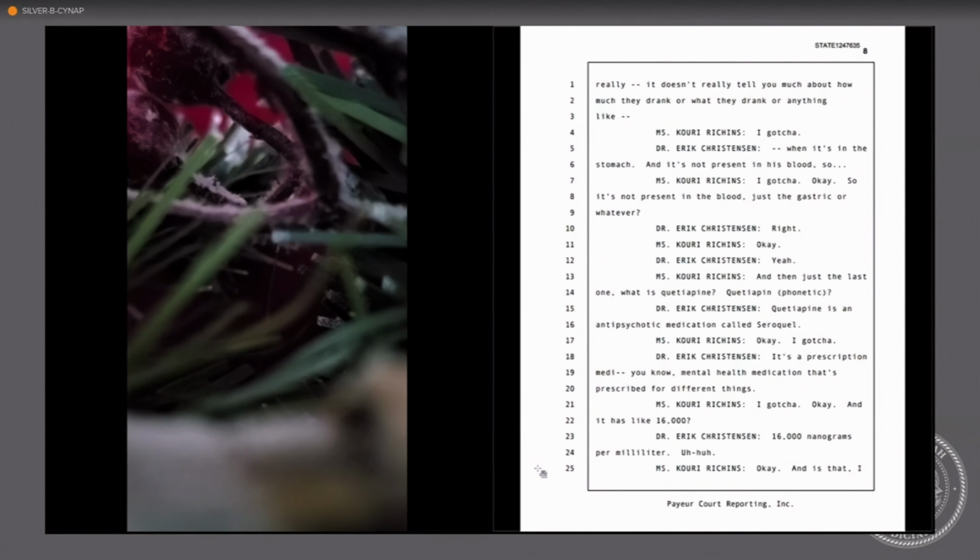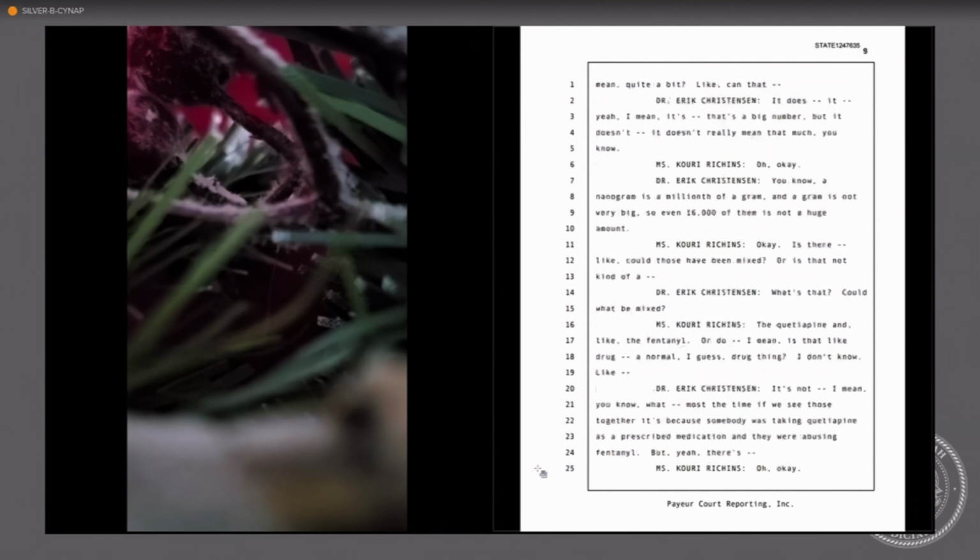Okay. It's a prescription mental health medication that's prescribed for different things. I gotcha. And it has like 16,000 nanograms per milliliter. Okay. And is that quite a bit? Yeah, that's a big number, but it doesn't really mean that much. A nanogram is a millionth of a gram, and a gram is not very big. So even 16,000 of them is not a huge amount.